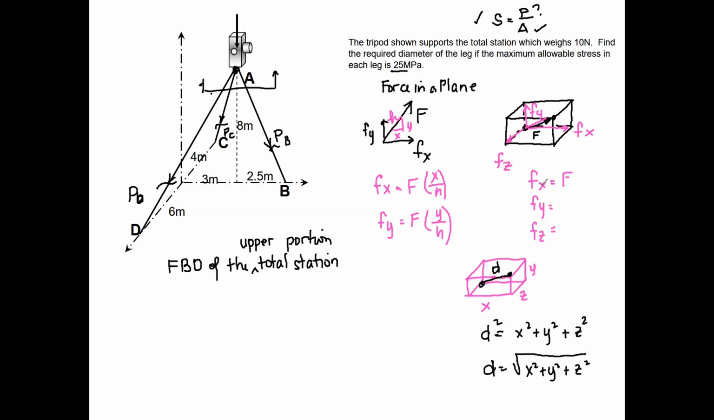So if you relate the force component to the force itself, it will be similar to this: the force, multiplied by a certain factor. If X, then X; if Y, then Y; and if Z, then Z. But this time, the denominator will be our diagonal. This is the relation between X and the diagonal. So that is how to represent a force in space, different from a force in a plane.